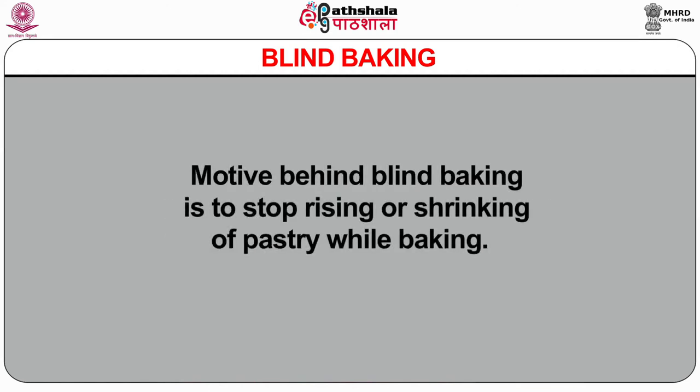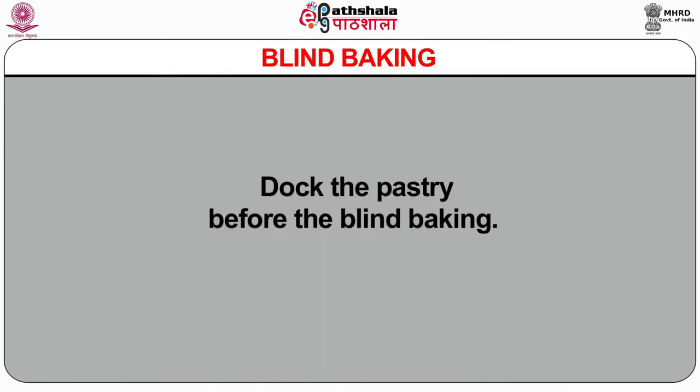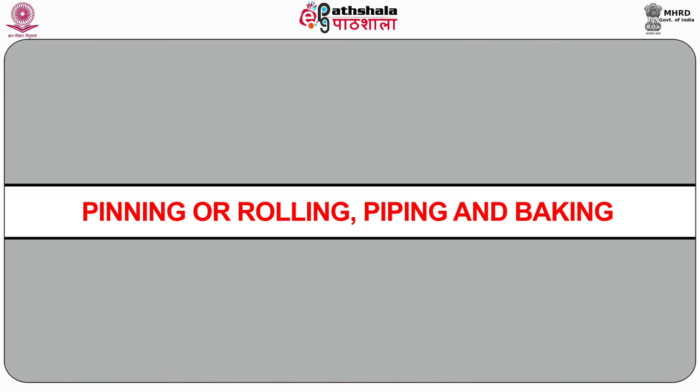The motive behind blind baking is to stop the rising or shrinking of pastry while baking. When the pastry is 50% baked, the paper and filling are removed and the base is lightly colored. Dock the pastry before blind baking. Pinning or rolling, piping and baking.